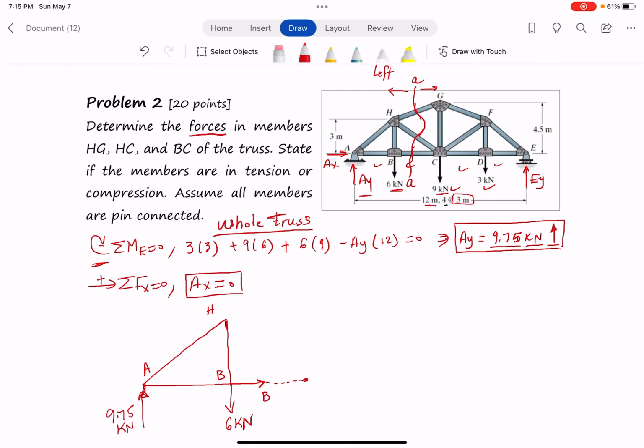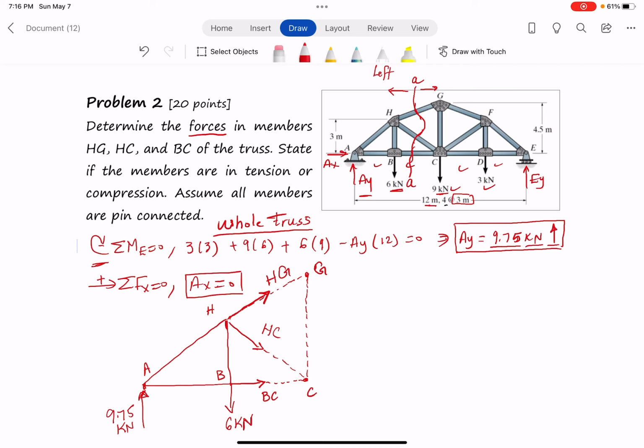This is the member force BC, and you do it like that, and this is point G, so this is the force in the member HG, and this is the member force HC. HG, HC, and BC. Now we are done.